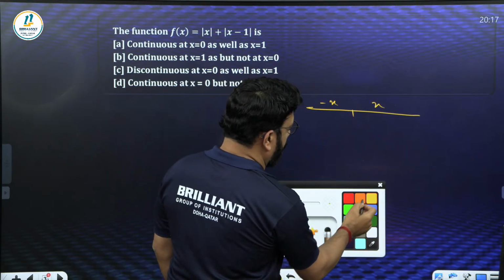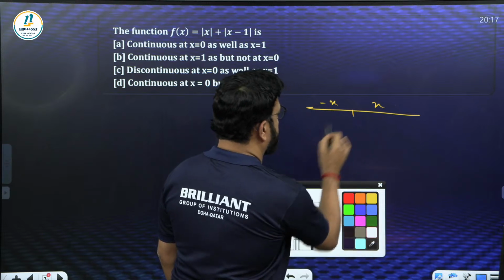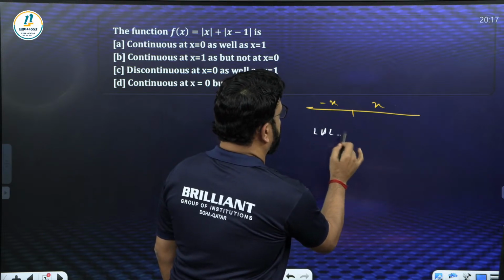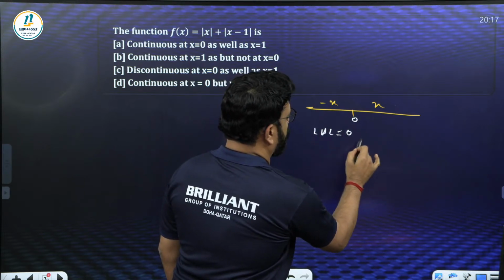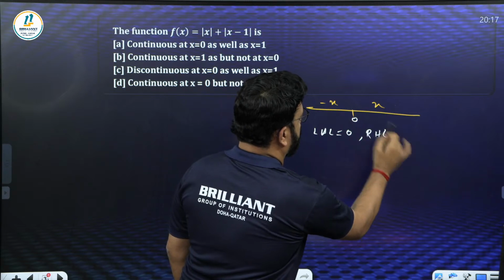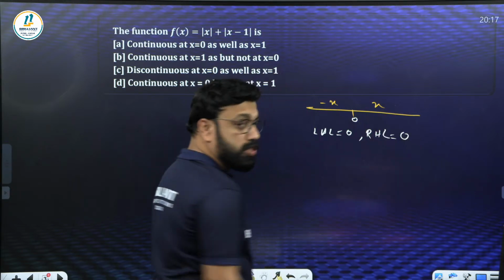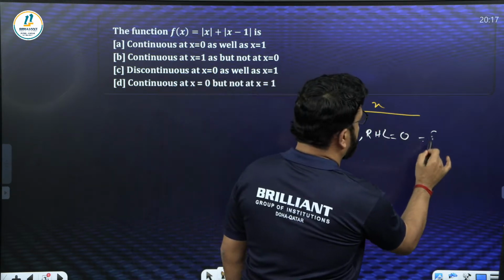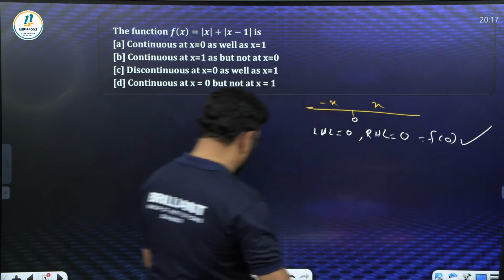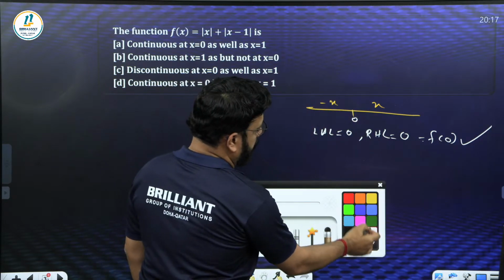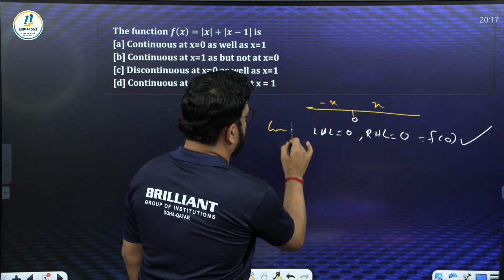How can we check? LHL and RHL checking. So here LHL at 0 is equal to 0. RHL is equal to x, substitute the value 0, and that is the same as f of 0. This is continuous already, we discussed. This is continuous.